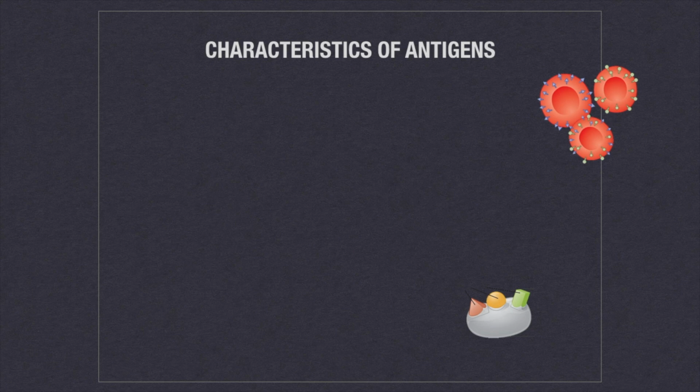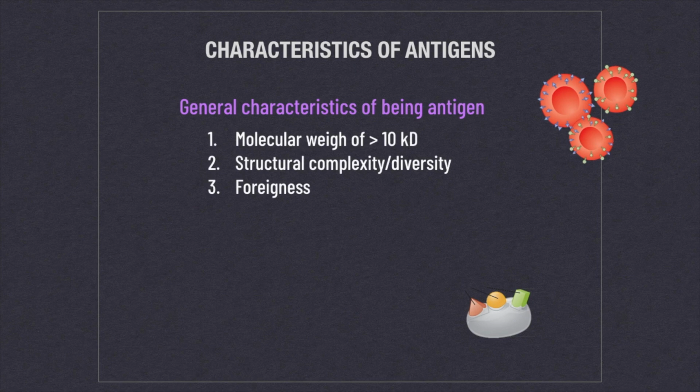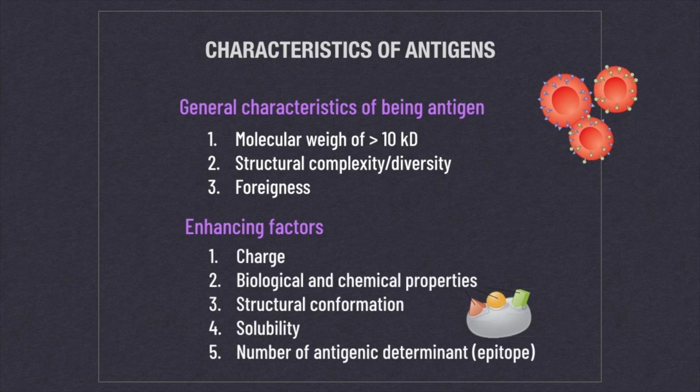Biomolecules that can induce the production of specific antibodies are called antigens or immunogens. They must have three basic characteristics: high molecular weight, not less than 10 kilodaltons, structural complexity or diversity, and foreignness. However, there are some factors that can enhance antigenicity, such as charge, biological and chemical properties, structural conformation, solubility, and number of antigenic determinants or epitopes.